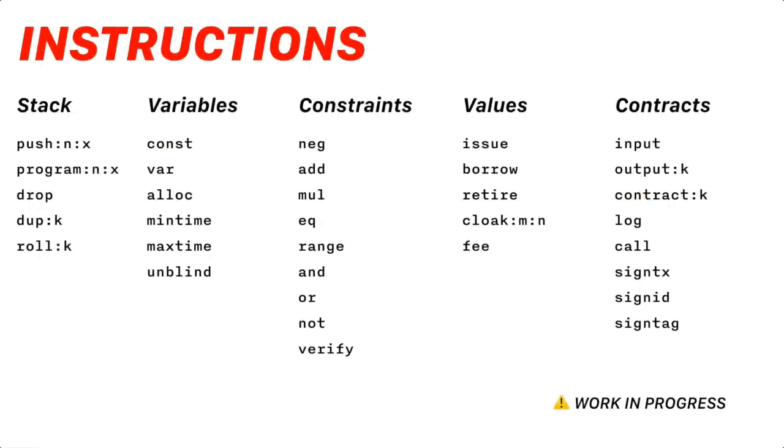So this has been a little bit abstract. So what does the program actually look like? Here's a complete set of instructions in zkVM. These are broken into categories: the ones that manipulate items on the stack, others that express arithmetic and Boolean constraints, the group of instructions that issue and move values around, and the instructions to interact with contracts.